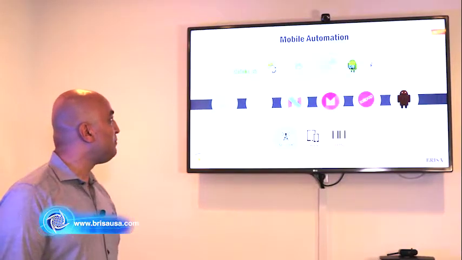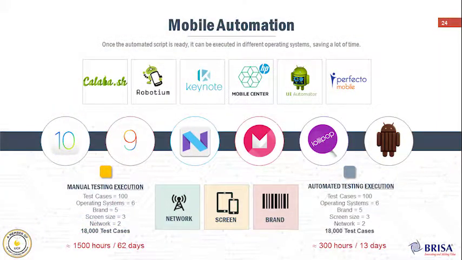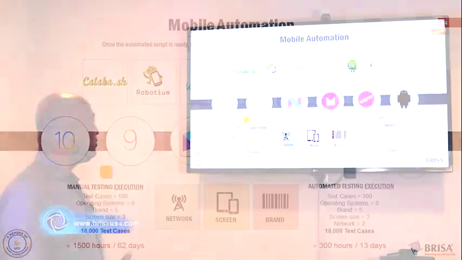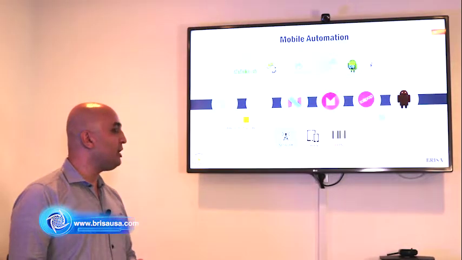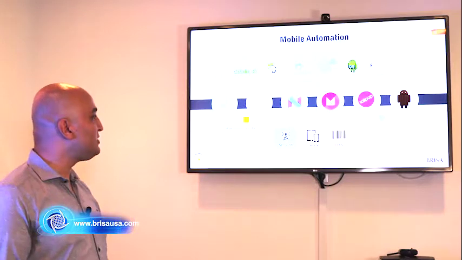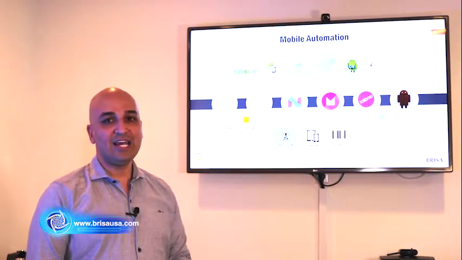But when we are talking about mobile automation, we have more parameters that must be considered. Let's see this example. The same 100 test cases, but now in 6 different operating systems, 5 different mobile brands, 3 different screen sizes, 2 different networks, Wi-Fi or LTE 4G, but now we don't have 100 test cases anymore. We have 18,000. Manually, it would take 62 days to be executed, but when we have automated scripts, it will take no more than 13 days.